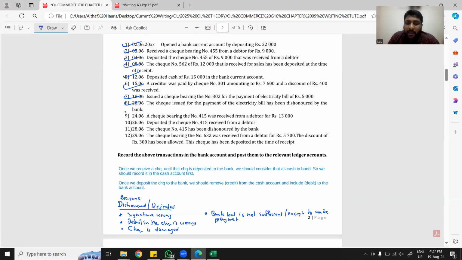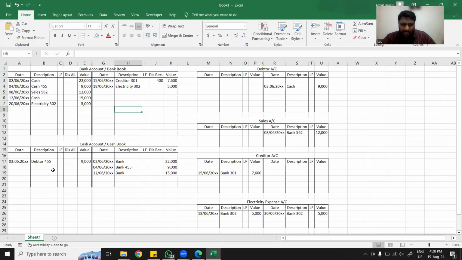A check bearing number 415 was received from a debtor, 13,000. Received a check means where do we put it, children? In the bank or the locker? Once you receive a check, if you deposit it at the same time, you will put it to the bank. Now you just receive the check, people. You will put it inside the locker. So put it to the cash account.